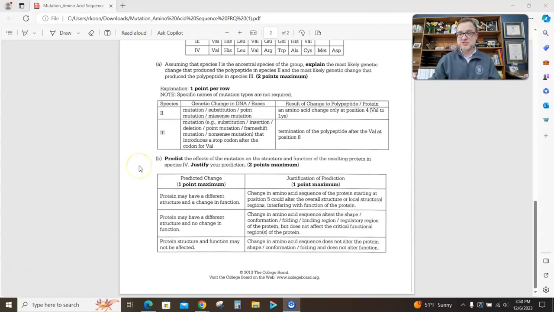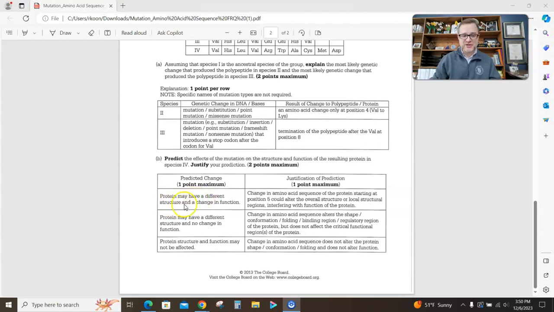And if you change the structure, you're going to change the function. Now, that's what I tell my kids to say. Now, is it possible you have a mutation that doesn't change the structure? Absolutely, that's possible. Could you have a mutation that changes the structure, but it doesn't change the function? That's also possible. So if you look at the rubric, they accepted basically 3 different combinations.